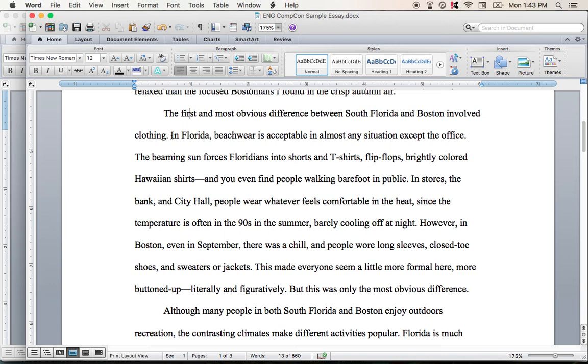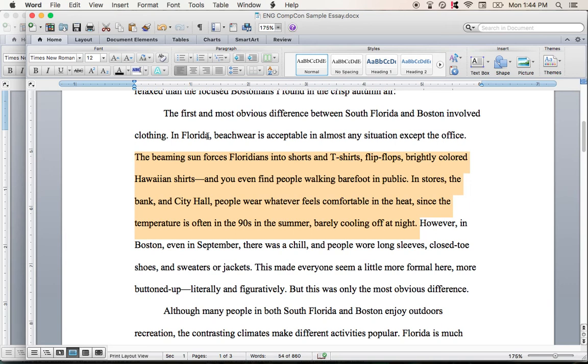So, in Florida, beachwear is acceptable in almost any situation except the office. Beachwear means the clothes you wear to the beach. The beaming sun, the bright, hot sun, forces Floridians into shorts and t-shirts, flip-flops, brightly colored Hawaiian shirts, and you even find people walking barefoot in public. In stores, the bank, and city hall, people wear whatever feels comfortable in the heat, since the temperature is often in the 90s in the summer, barely cooling off at night.